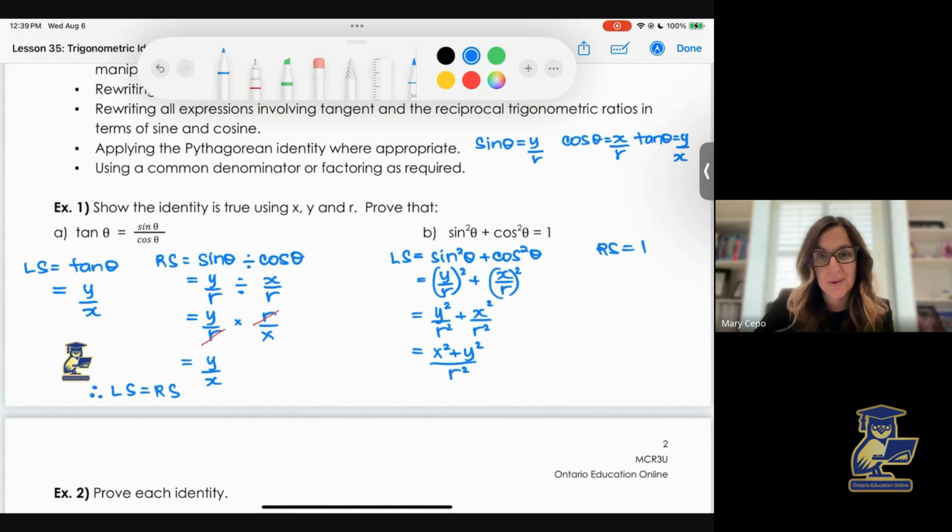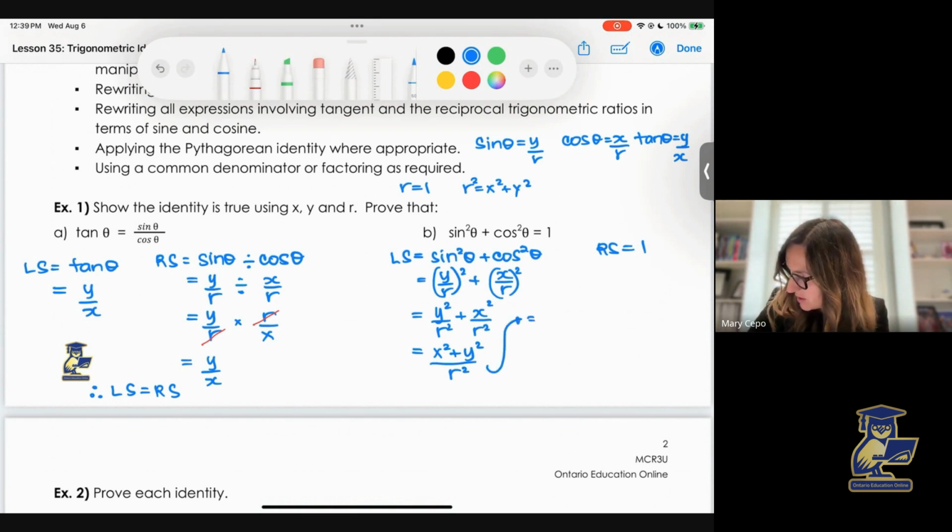Now, if you remember using our knowledge of the ratios, we know the radius, which is equal to 1, right? Radius squared is equal to x squared plus y squared. Well, if we have x squared plus y squared, that means we would simplify this to r squared over r squared, which is also equal to 1. So therefore, we know left side is equal to your right side.